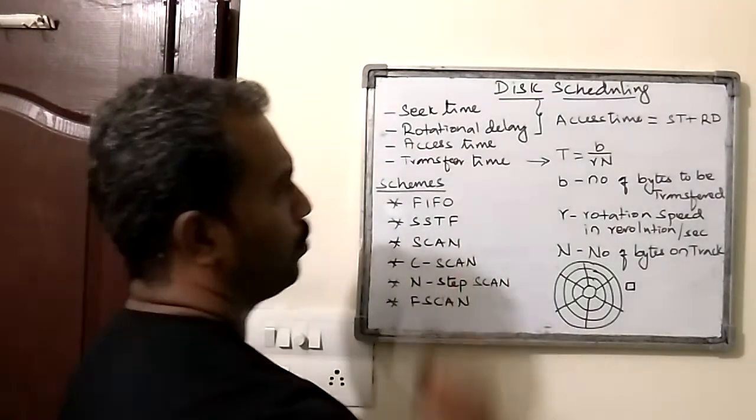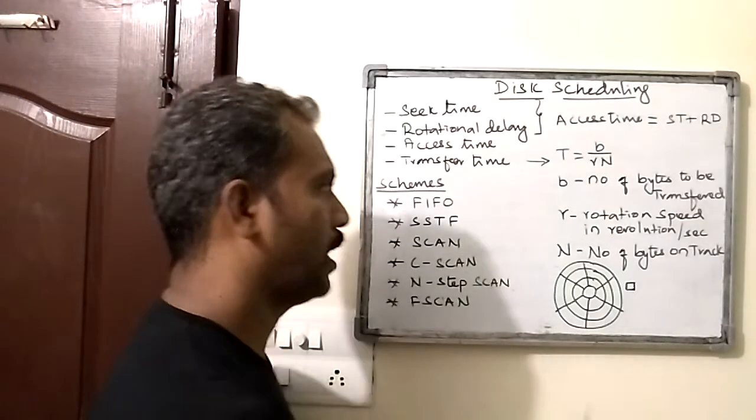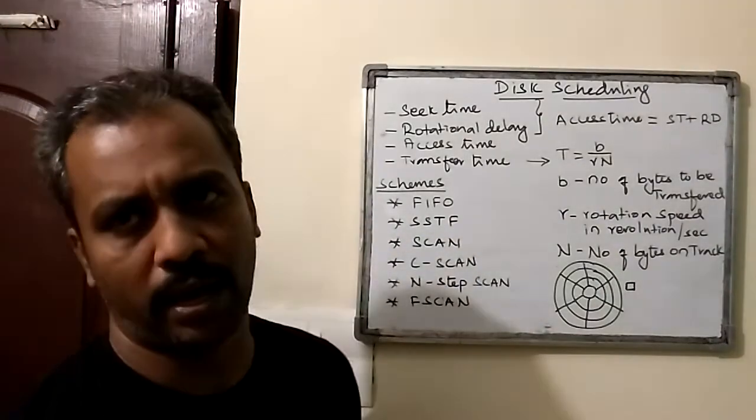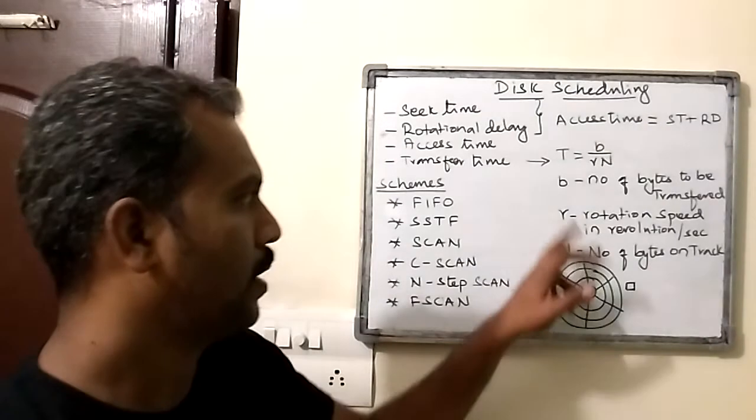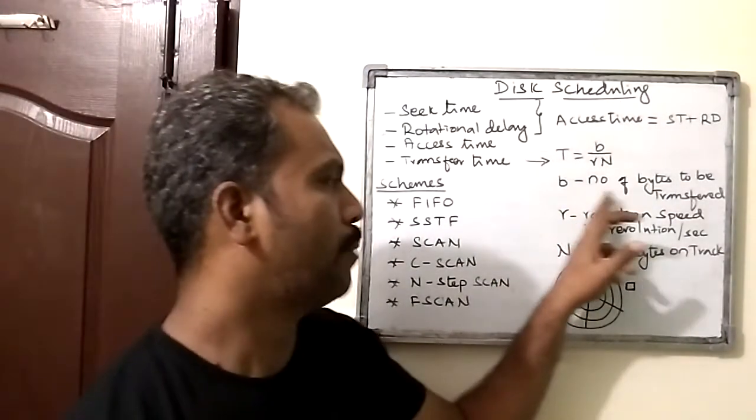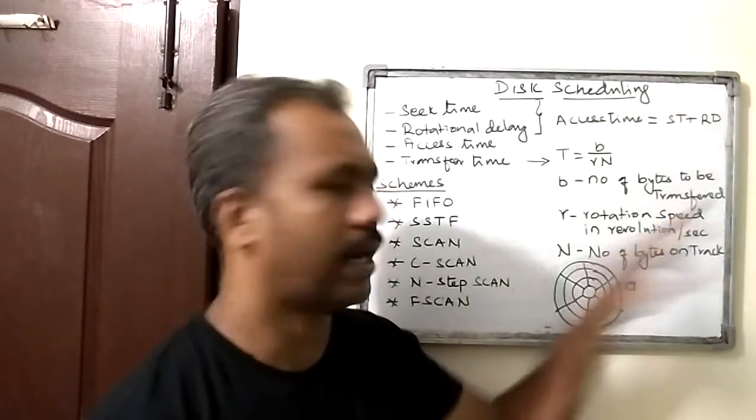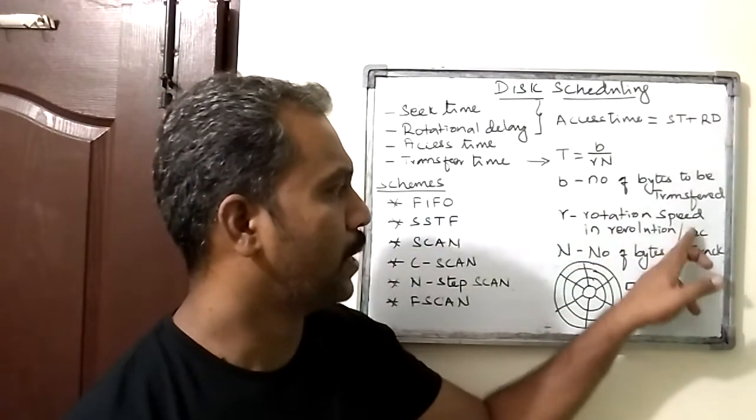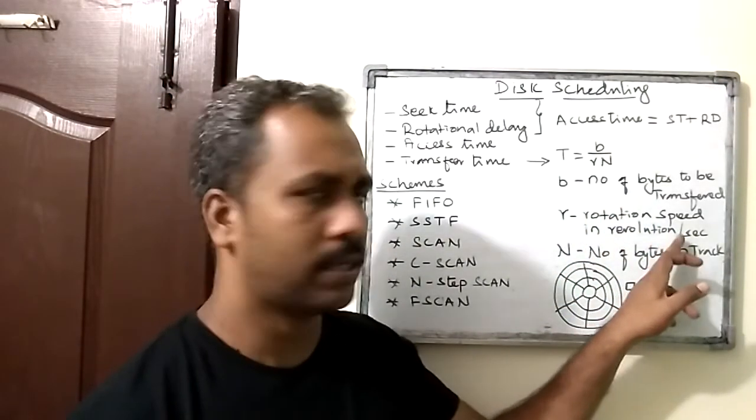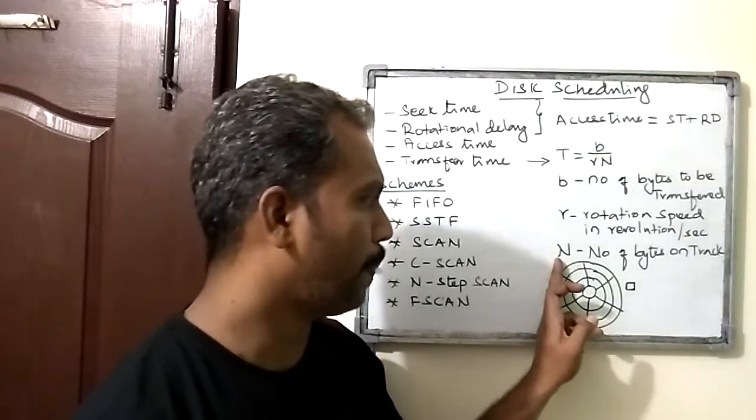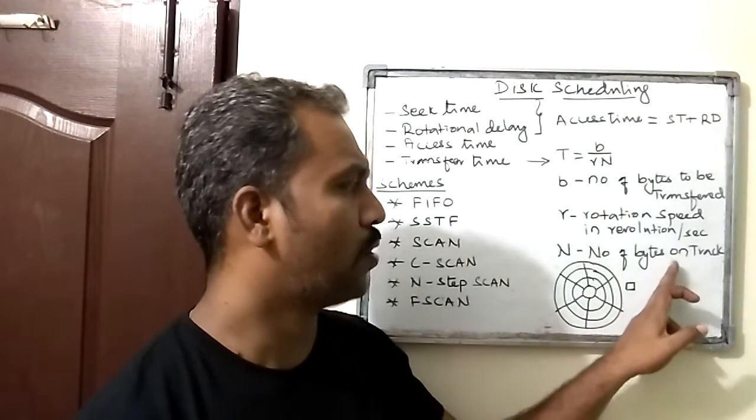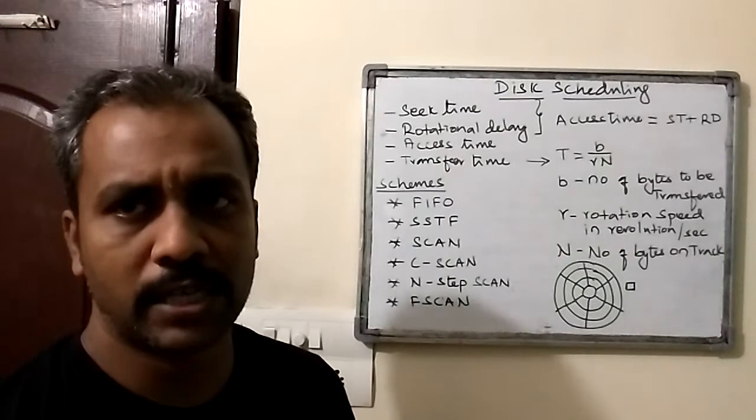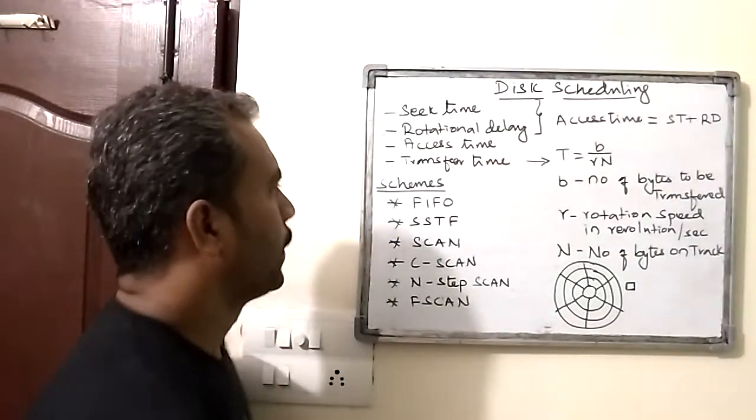Now the formula to find the transfer time is T equal to B by R into N, that is T = B/(R×N). B is the number of bytes to be transferred, R is the rotation speed in revolutions per second, and N is the number of bytes on a track. So this is the formula to find transfer time.